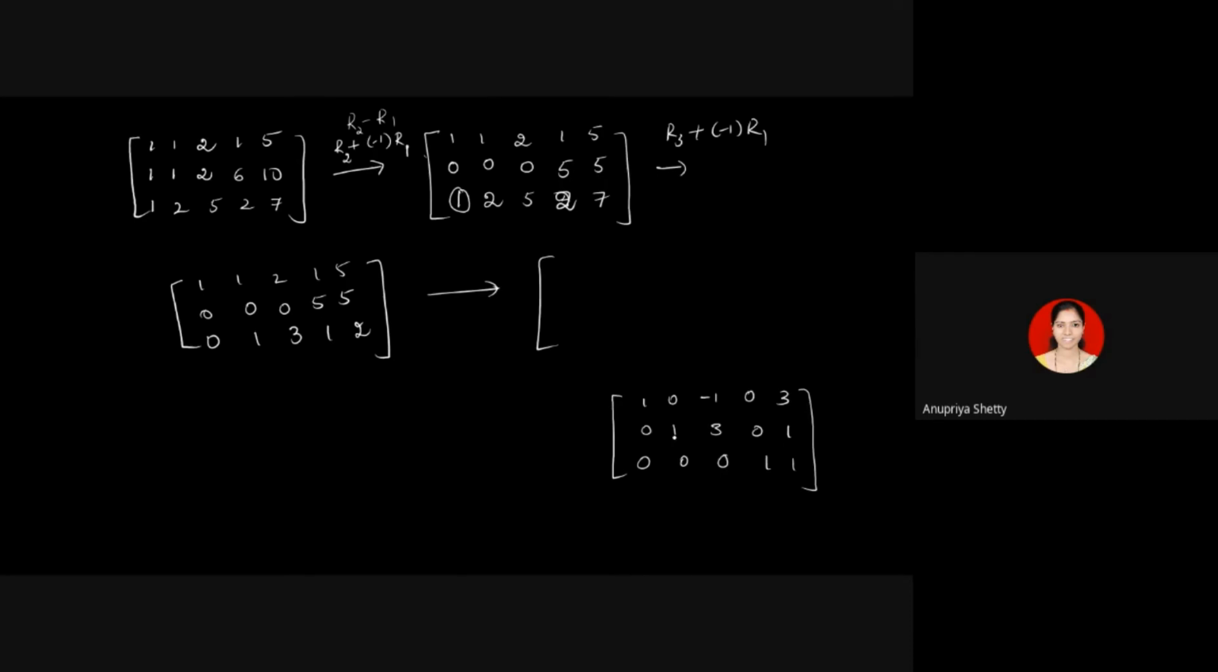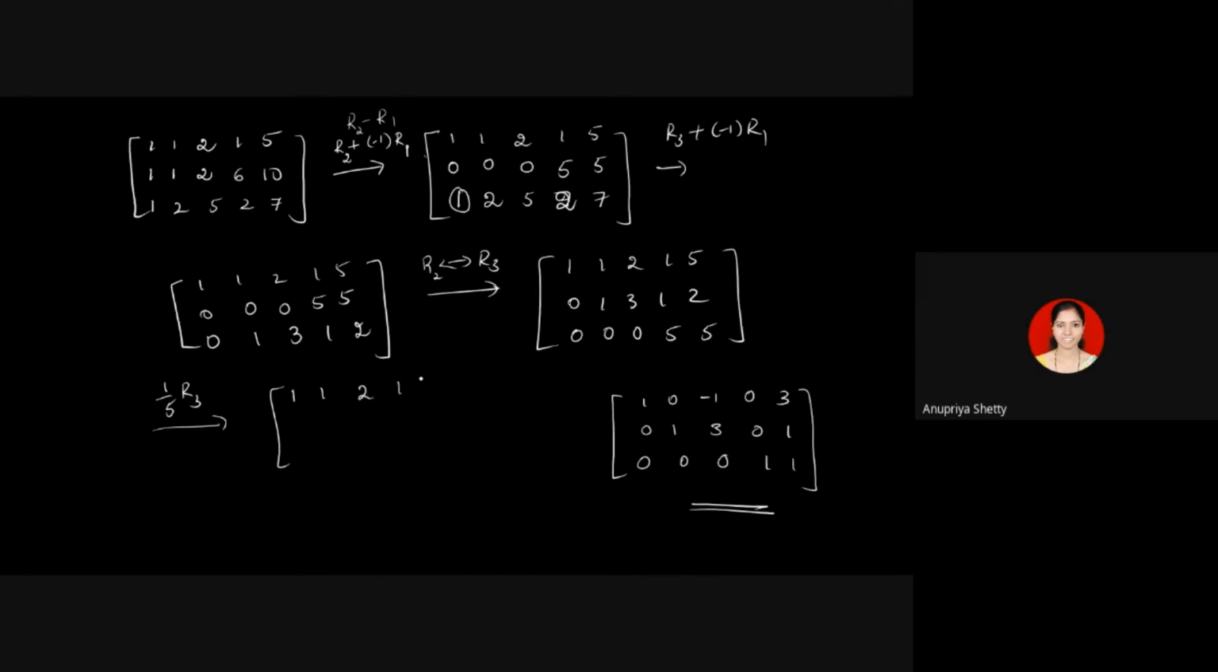And so when I look at this final matrix, which all of you have got, you have exchanged the second row and the third row. We'll do that. R2 interchanged with R3: 1, 1, 2, 1, 5, 0, 1, 3, 1, 2, and then 0, 0, 0, 5, 5. And you can multiply the last row with 1 by 5, which is a scalar. Multiply R3 with 1 by 5, you'll get 1, 1, 2, 1, 5.